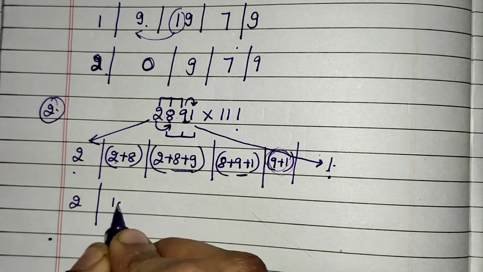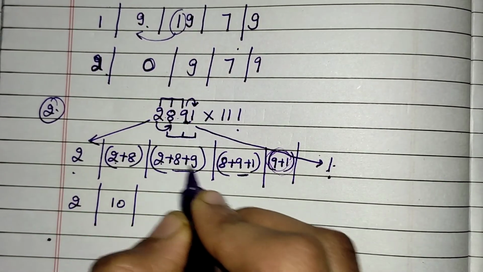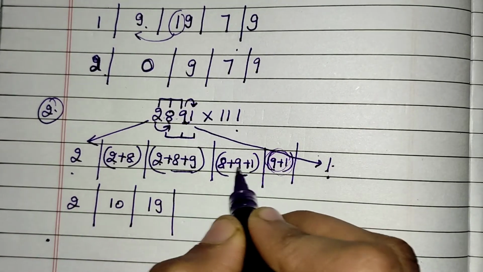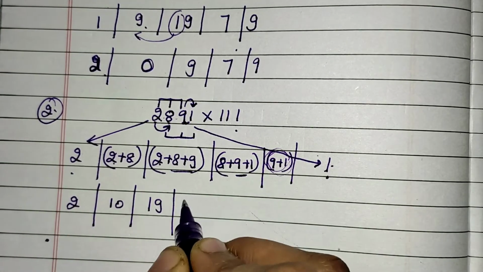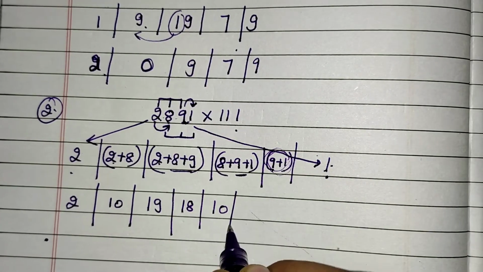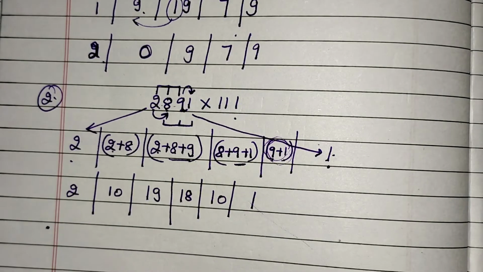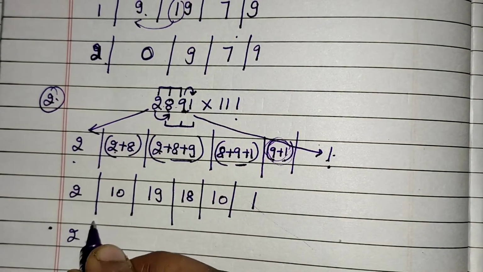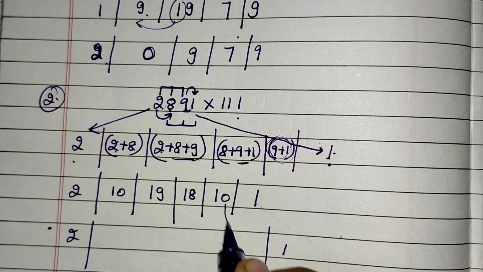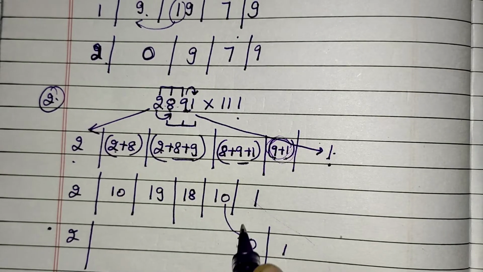2, 8 plus 2 is 10, 10 plus 9 is 19, then 9 plus 1 is 10, 10 plus 8 is 18, and 9 plus 1 will be 10, and it will be 1. Okay, write down your first and last digit as it is. So start writing the answer from the last digit, 0 as it is.